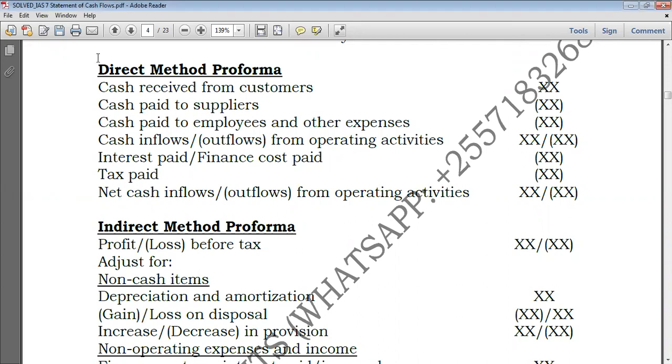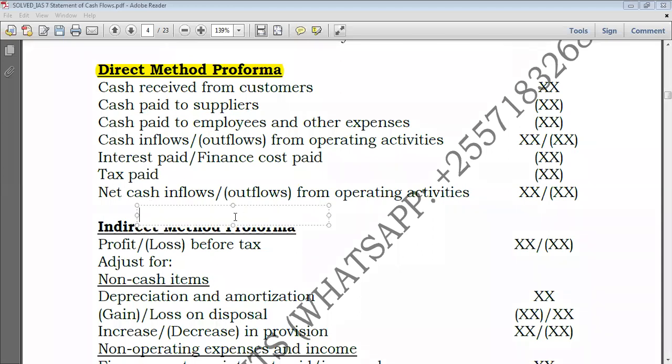All right, now let's take a look at operating activities using the direct method. So this is the direct method proforma. What is a direct method proforma for operating activities? This is what we do. Now, to help you understand me well, let me prepare something very essential for you. Let's just take a look at this one.